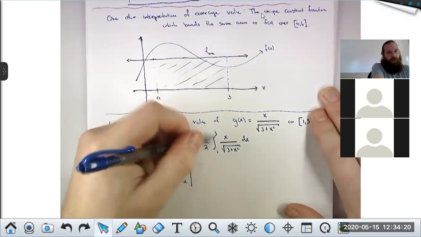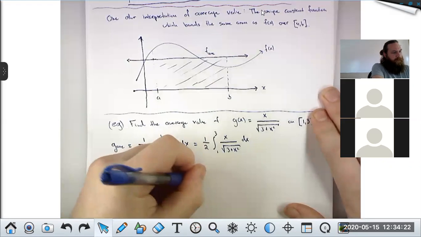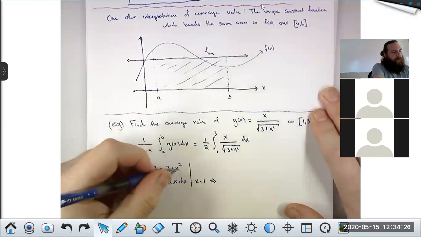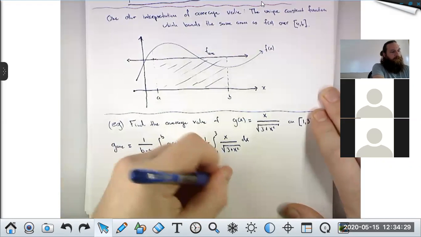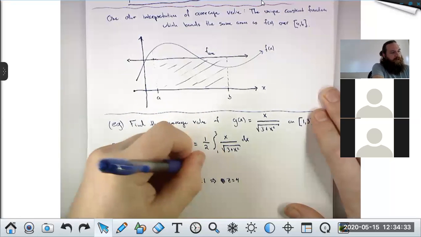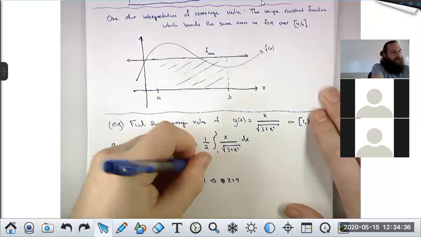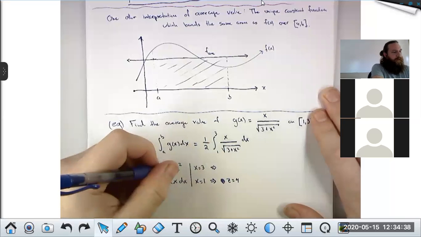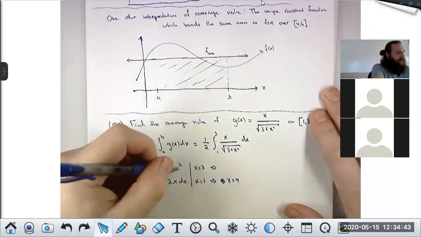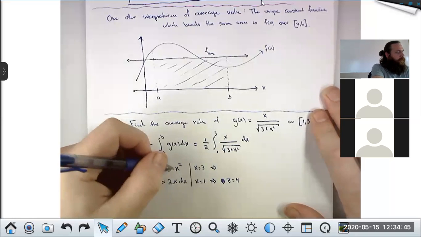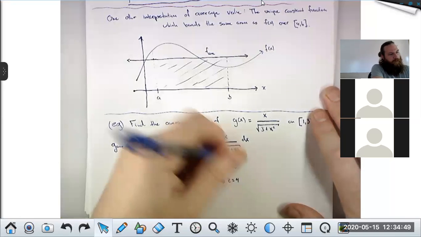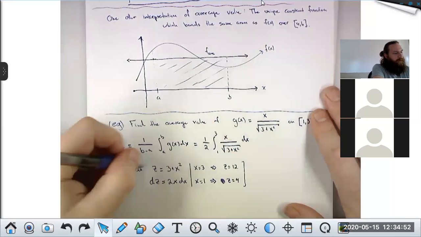This is a definite integral, so I also need to change my bounds. When x is equal to 1, z is equal to 3 plus 1 squared, that's 4. Oh, sorry, z equals 4. And when x is equal to 3, z is equal to 3 plus 3 squared, which is 3 plus 9, right? Yeah, which is 12. So there's all the stuff I need to make my substitution go.